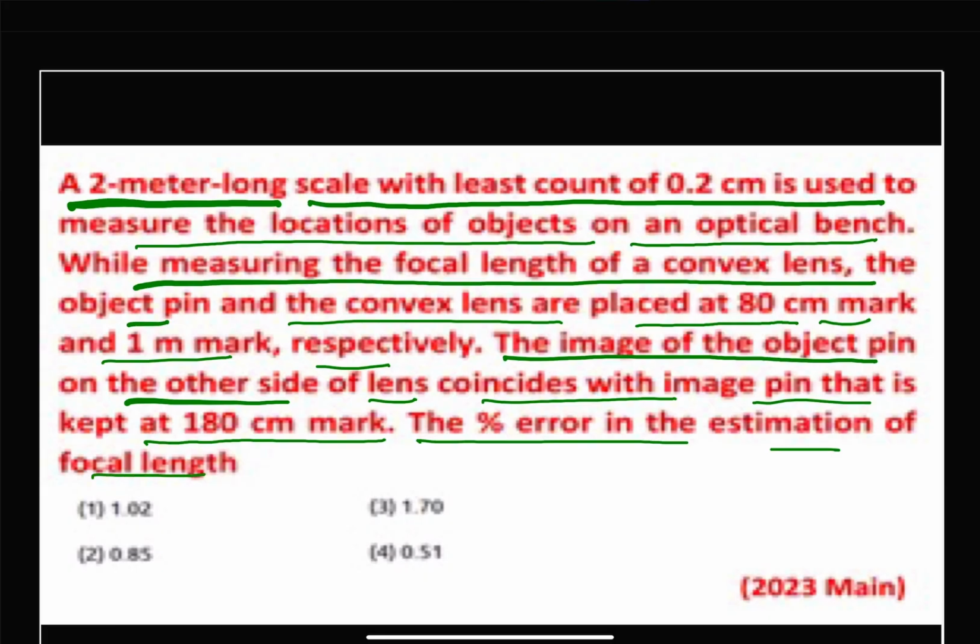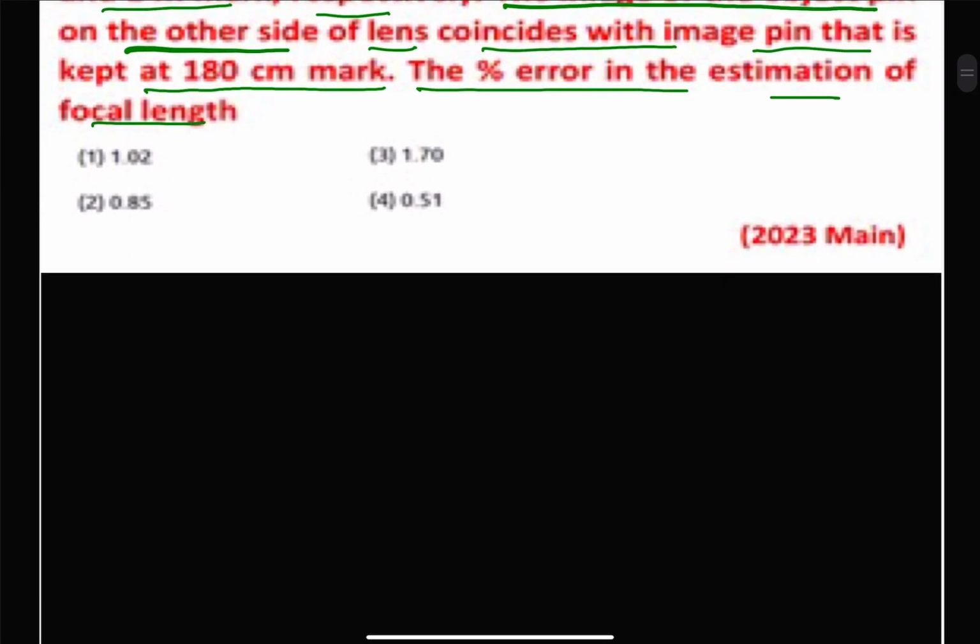So we need to find out the estimation in the error of the focal length. And for that, first of all, we are going to use the lens formula to find out the value of focal length, and then we are going to find out the percentage error. And we already know the formula that for a lens we have 1 upon f is equal to 1 upon v minus 1 upon u. Let us call this equation number 1.